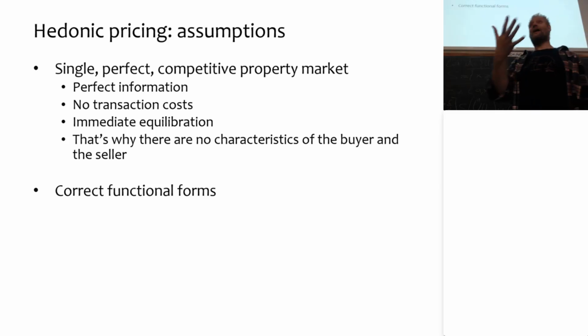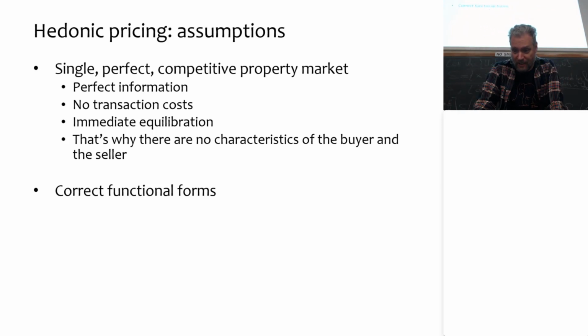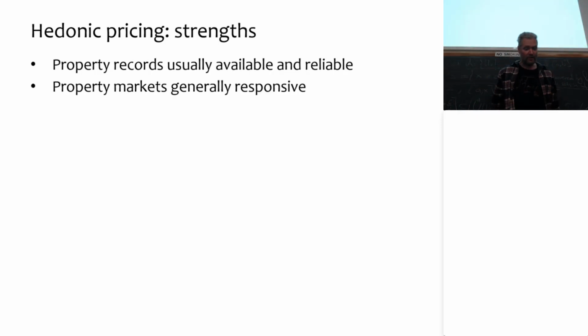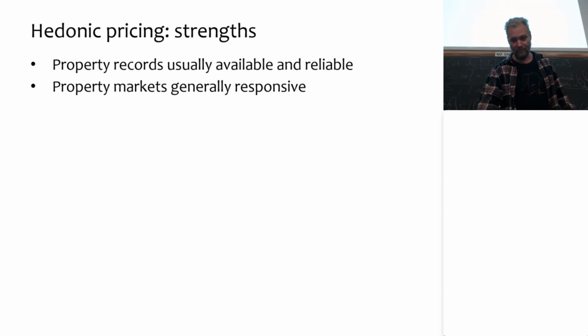And this is true if the market is thick, but if the market is thin, that may not be the case. And of course we assume in this case a log linear specification. Good thing about hedonic pricing is that data are easy to get, relatively reliable. There's sometimes an issue that what you find is the asking price rather than the sale price. Asking prices are generally easier to get than sale prices.